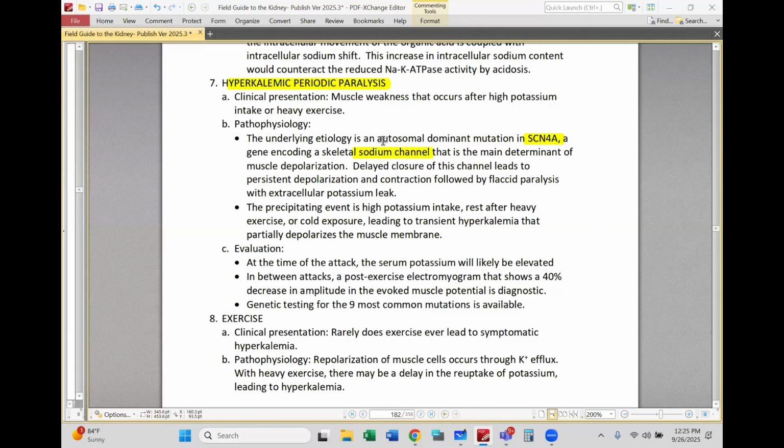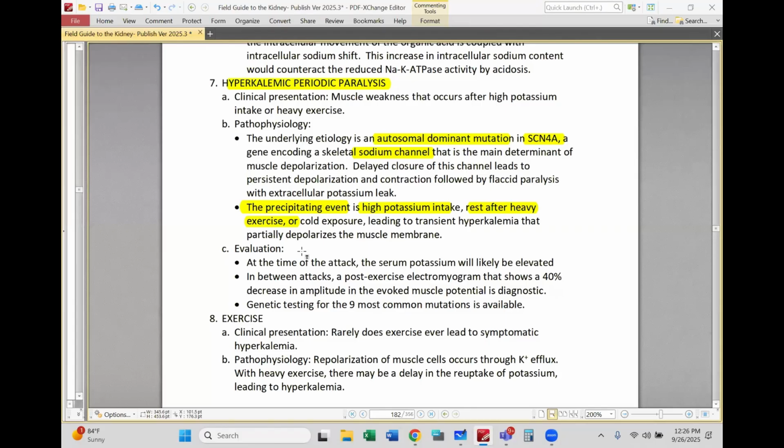So here is the causal mutation. It's a sodium channel that modulates skeletal muscle depolarization, and ultimately results in a transcellular shift of K from the ICF to the ECF, okay? So the interesting precipitating factors for hyperkalemic periodic paralysis: an increase in potassium intake, rest after heavy exercise, are classic examples of precipitating factors for hyperkalemic periodic paralysis.